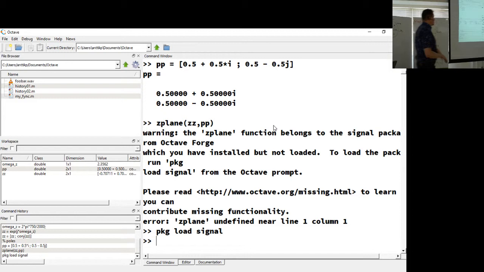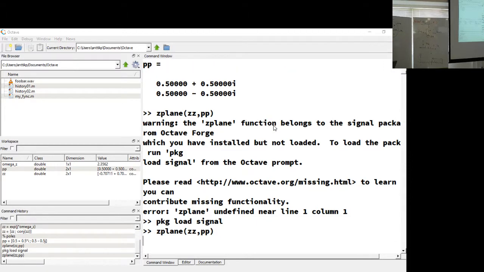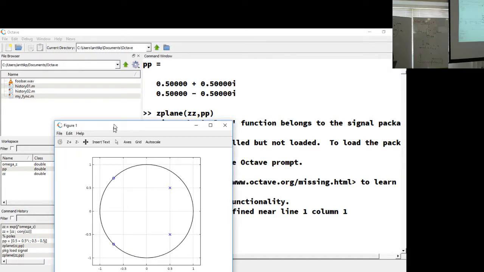If you don't want to load these subroutine packages every time, you can edit the Octave RC file so that every time the system starts up, it automatically loads whatever subroutine libraries you are using. Okay, pkg load signal. Now I have the Z-plane, and yes, it's just on my other window here.